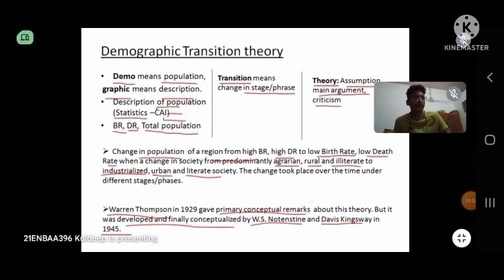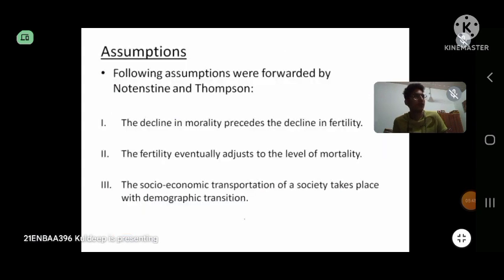So these two scholars, W.S. Notestein and Davis Kingsley, are given credit for this theory, who conceptualized it in 1945. So now let's move on. As I said, the theory involves three things: first the assumption, then the main argument, and then the criticism. So let's see what assumptions they took in this theory.